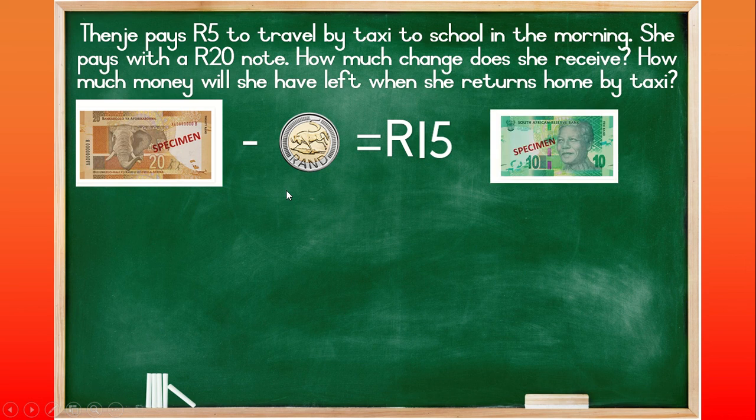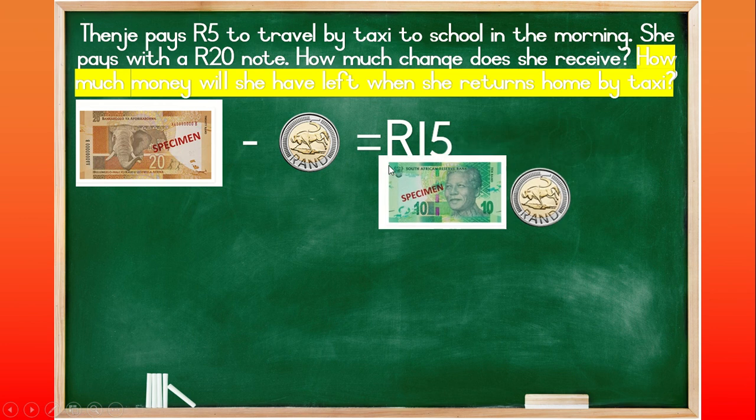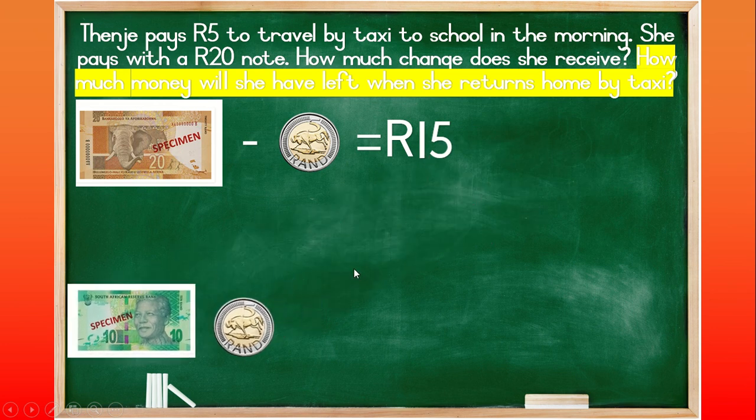Now, the second part of the question is how much money will she have left when she returns home by the taxi? So we know she has 15 Rand. Here we can put 15 Rand as a 10 Rand and a 5 Rand. So she has 15 Rand and we want to take away 5 Rand because it costs her 5 Rand to travel by the taxi to school in the morning. So we know it will cost 5 Rand to travel back to home. So 15 Rand take away 5 Rand equals.